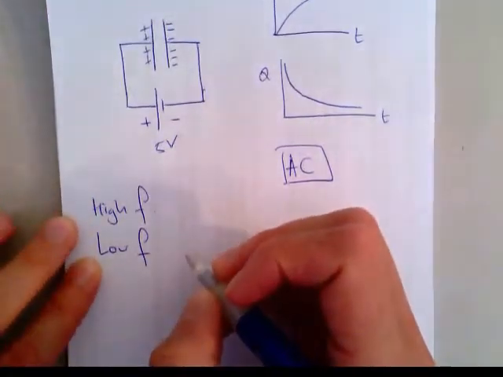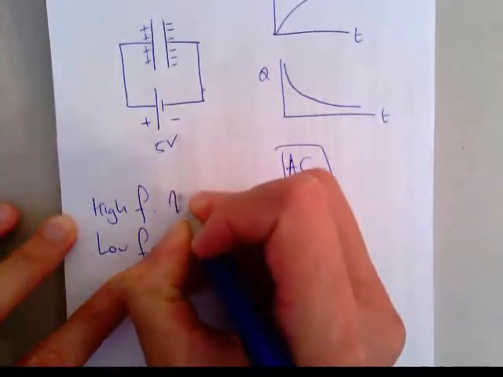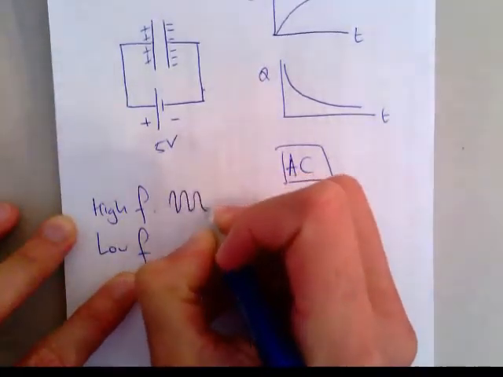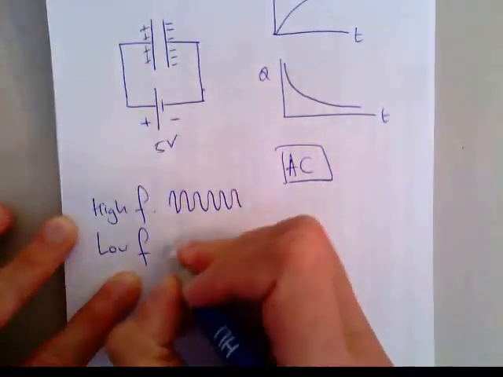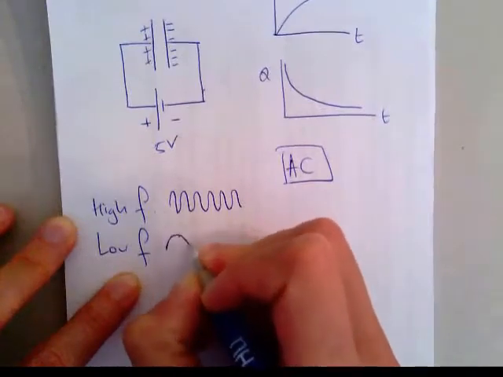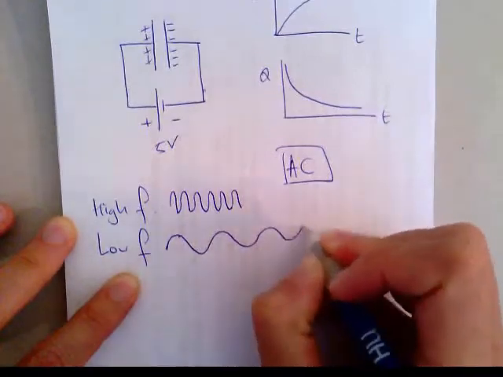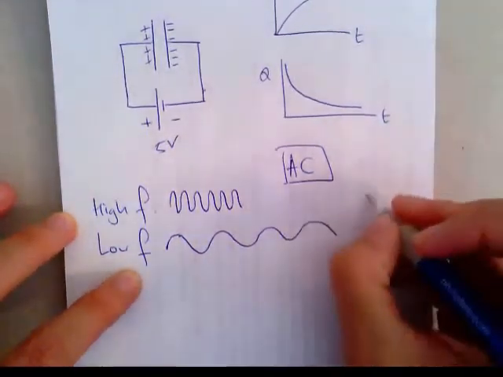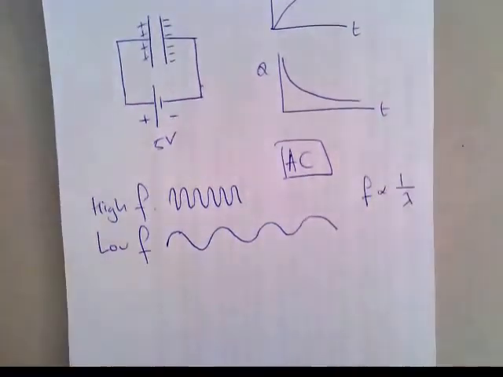So high frequency means that the period in between the oscillations is very small, like this. So this could be a high frequency signal coming in, and a low frequency would then have a long wavelength. So the frequency is inversely proportional to the wavelength, don't forget.